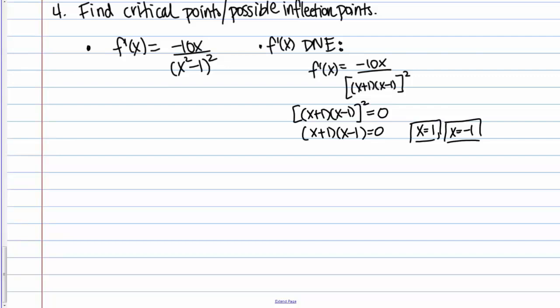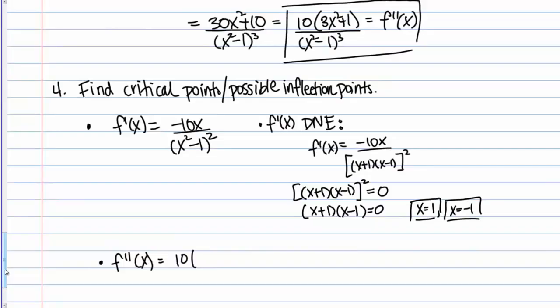All right, so what about possible inflection points? Okay, so this was for the first derivative. Now let's think about the second derivative, which was 10 times the quantity 3x squared plus 1 over the quantity x squared minus 1, cubed.